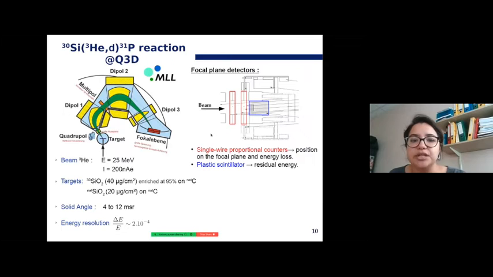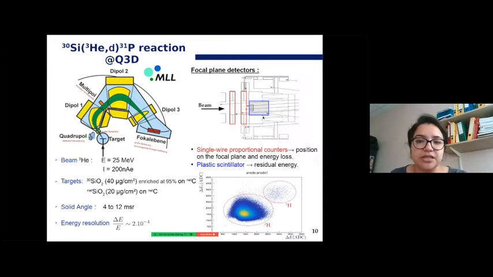The latter is equipped with proportional counters for measuring the position and the energy loss of the deuterons, and the residual energy is measured with a plastic scintillator. By combining these physical quantities, we can identify reaction products and select the deuterons that are well separated from the tritons, as we can see here. The excellent energy resolution of the Q3D let us obtain high-quality deuteron spectra.